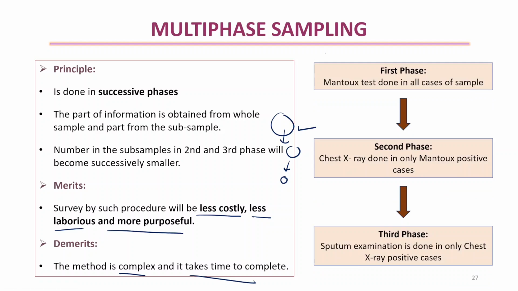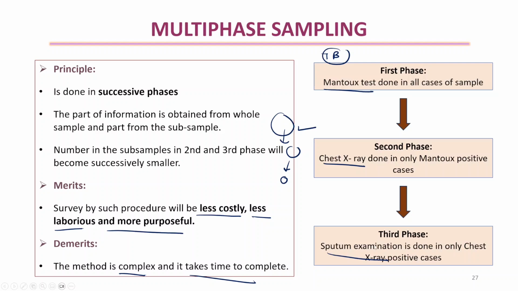Suppose researchers want to study tuberculosis, people suffering from tuberculosis. In the first phase, everyone undergoes Mantoux test. Now, only those who test positive move to the second phase where a chest X-ray is performed. Again, only those whose chest X-ray appears suspicious proceed to the third phase where a sputum examination is conducted.